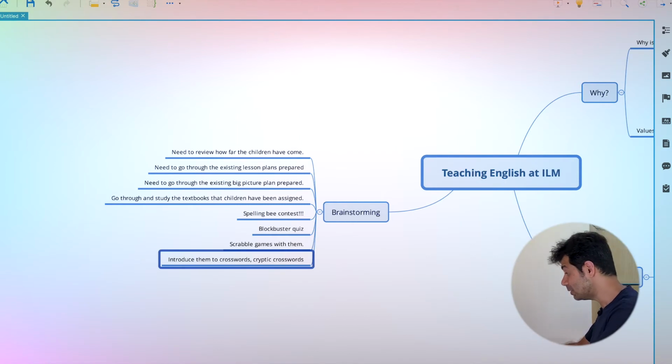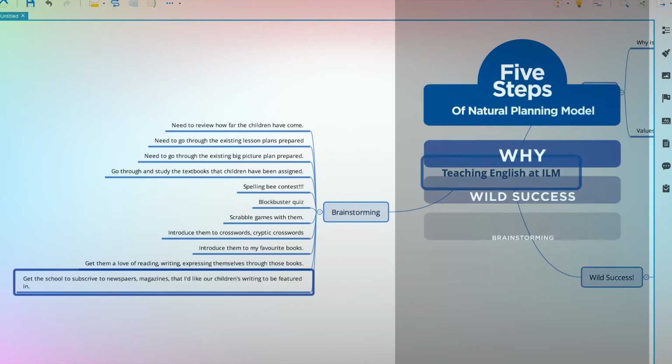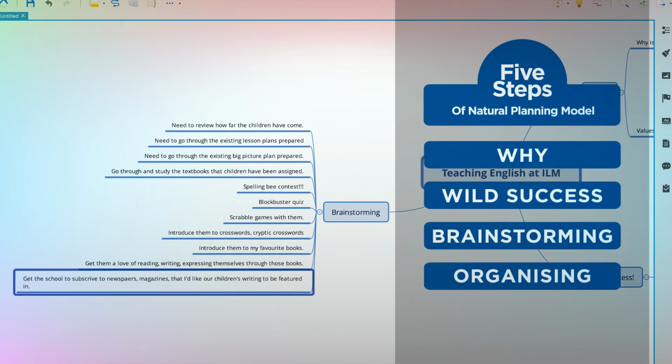They're not really about general knowledge. It's about how well you know English and play around with the English language once you get cryptic crosswords. Of course, I could introduce them to my favorite books. Now, after I brainstorm, I could structure this a little bit by saying what I need to do first, second, third. But since there are not too many, I'm not going to go through that step of actually structuring it.